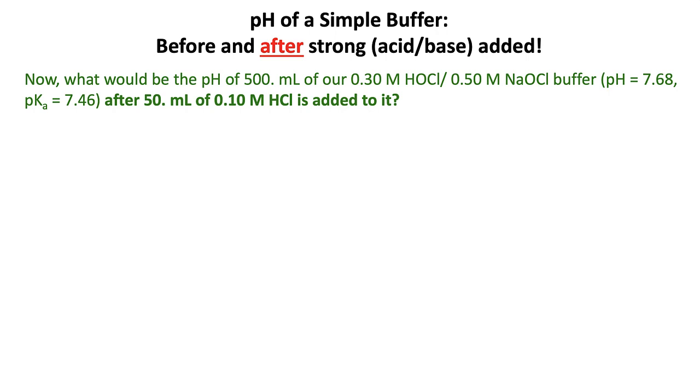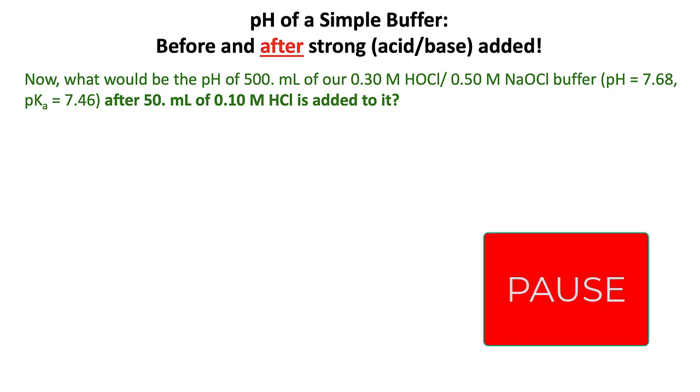The other thing you want to keep in mind is that initially this buffer had a pH of 7.68. If we add acid, how is it going to change? Should it go up or should it go down? So a bit of a complicated problem, but go ahead and pause here and challenge yourself to get through it as much as you can, and we'll review right after that break.